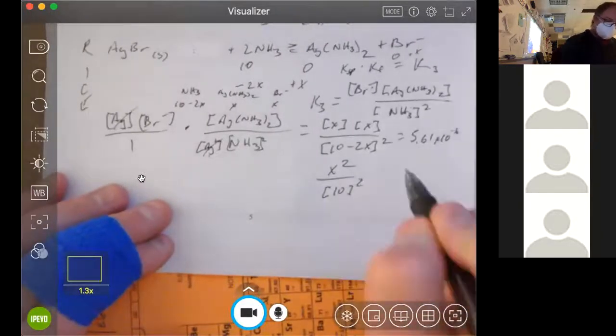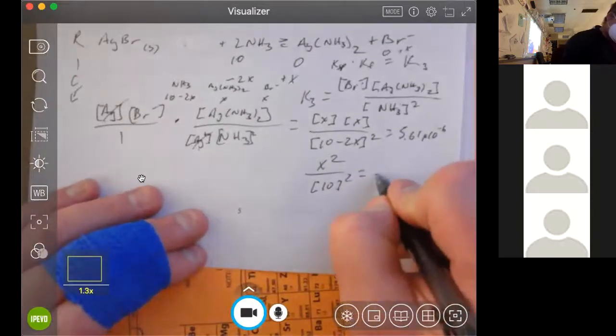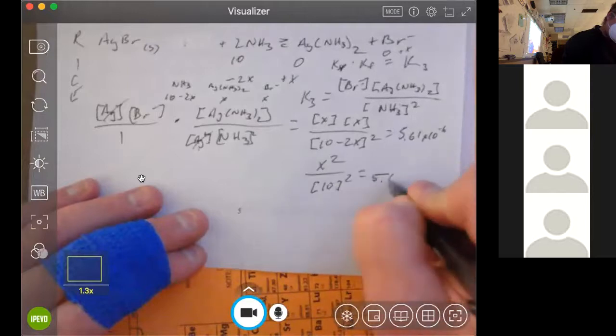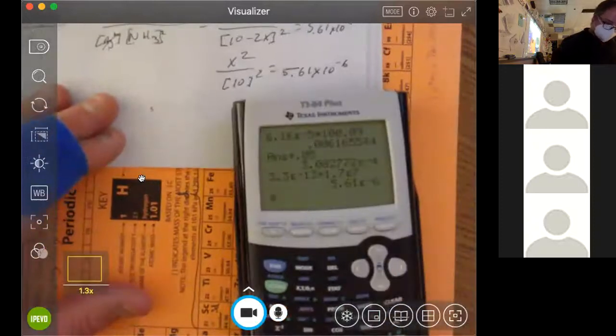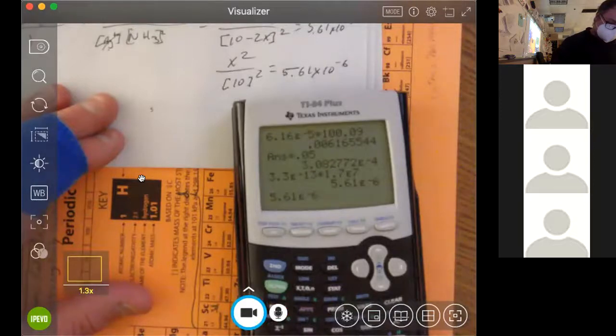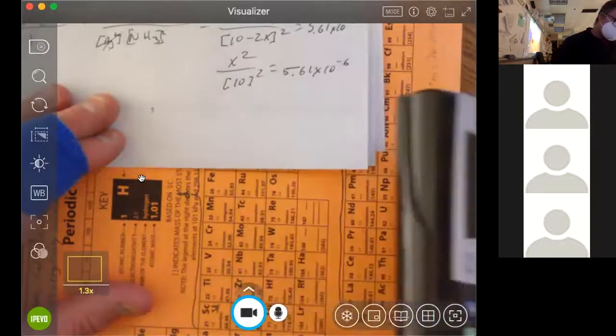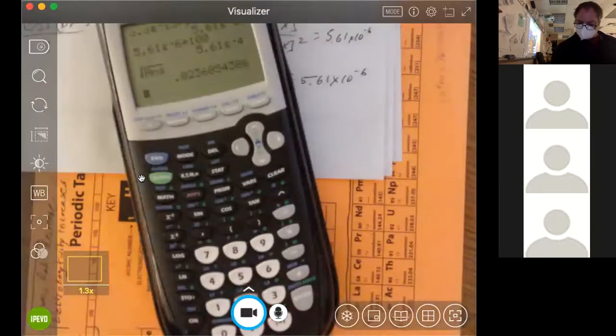10 squared. That's 100. 5.61 times 10 to the negative 6. So 5.61 times 10 to the negative 6 divided by 100. I'm sorry, times 100. And then we will square root that answer. You get 0.024.